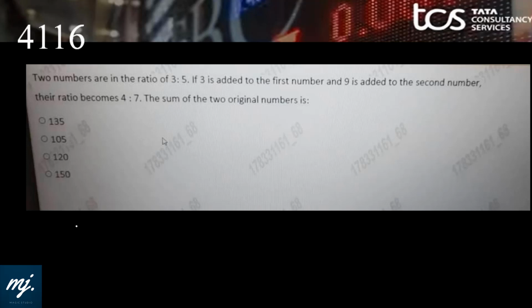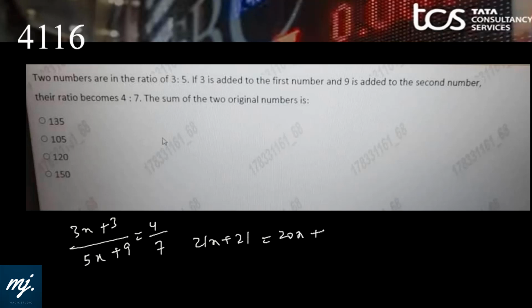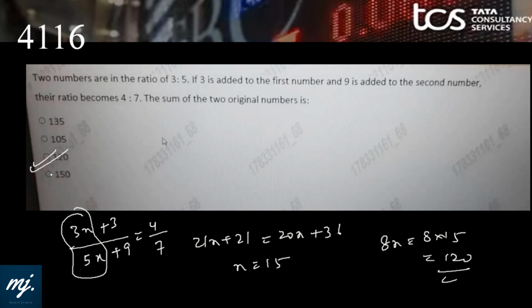Two numbers are in ratio 3:5, 3x, 5x. If 3 is added to the first number and 9 is added to the second number, the ratio becomes 4:7. So 21x plus 21 equals 20x plus 36. X equals 15. The sum of the two original numbers is 8x, so 8 into 15, that is 120. That is option C.